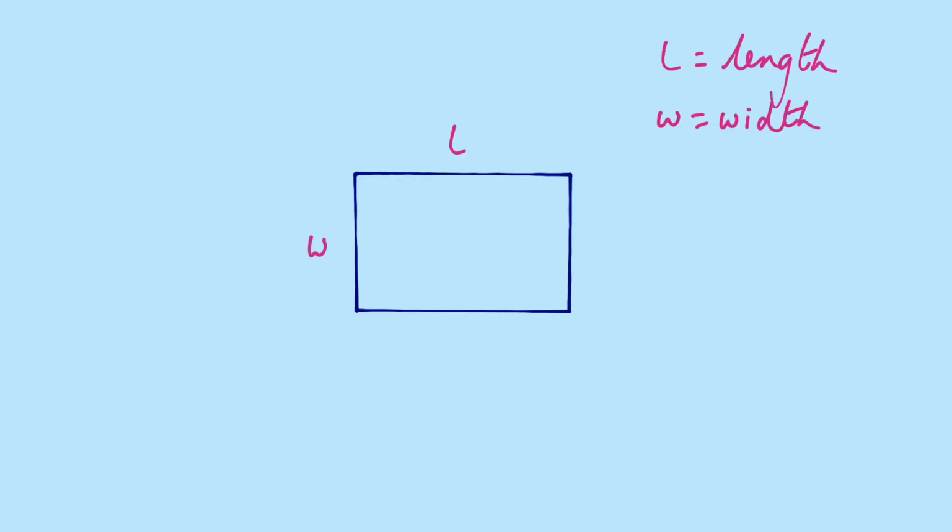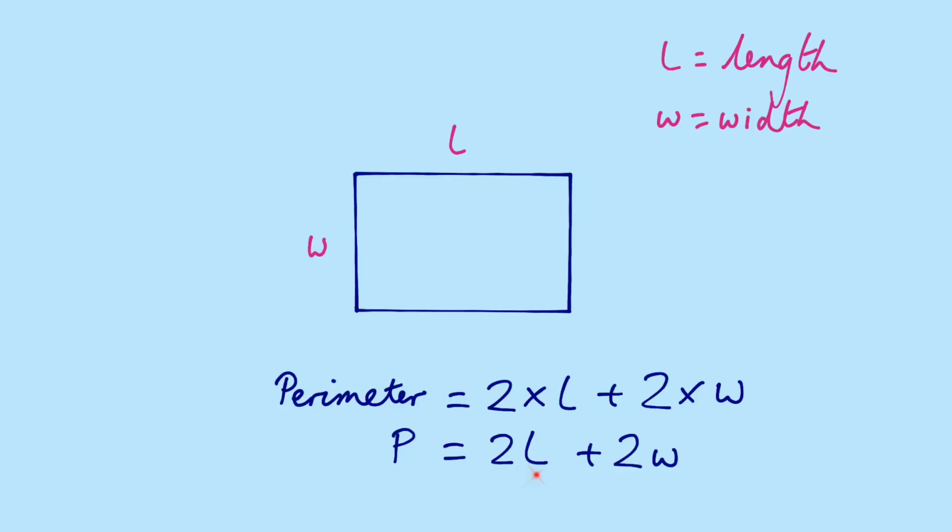So the perimeter of this rectangle is 2 lots of the L, so there's an L and L there, and 2 lots of the W. So that gives us 2 lots of L plus 2 lots of W, which simplifies to 2L plus 2W, because in algebra we don't need the times signs. They're invisible. You can now use this formula to work out the perimeter for any rectangle, no matter what the widths and lengths are.